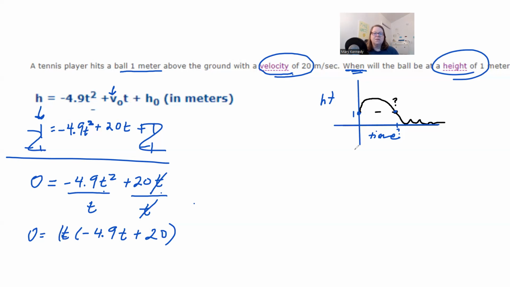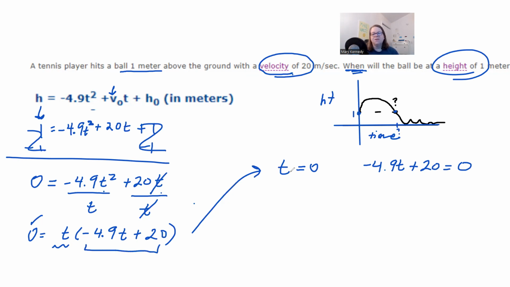So this means that we can say from here, t equals 0. No, I set that up wrong. Sorry. t equals 0, and then negative 4.9t plus 20 equals 0. Sorry about that. All right, so I'm taking this factor and saying, what if it equals 0? And then I'm taking this factor and saying, what if it equals 0? Well, t could be 0. In fact, we know that at t equals 0, when the time is 0, yes, it's up 1 meter off the ground. So yay, that tells us we're on track. Okay, that makes sense. The other time will be when the height is 1.